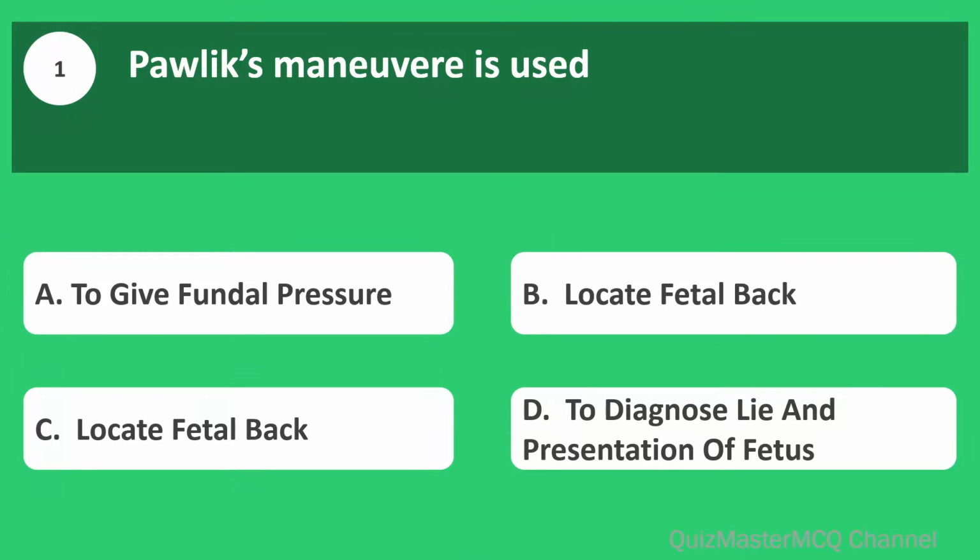Pavlik's maneuver is used. Locate fetal bag.